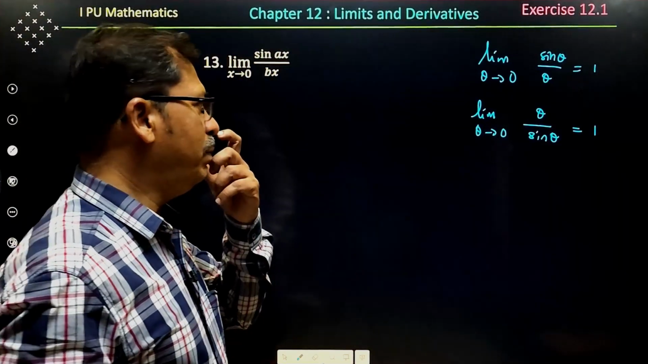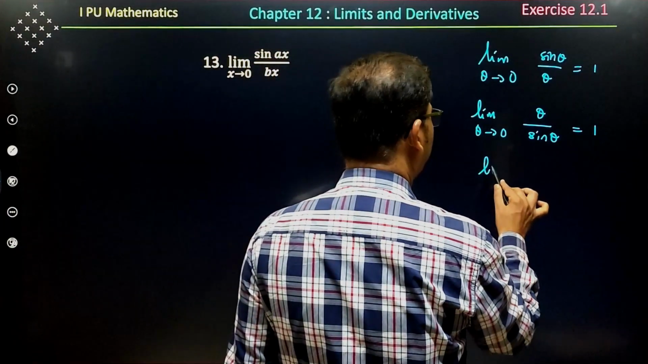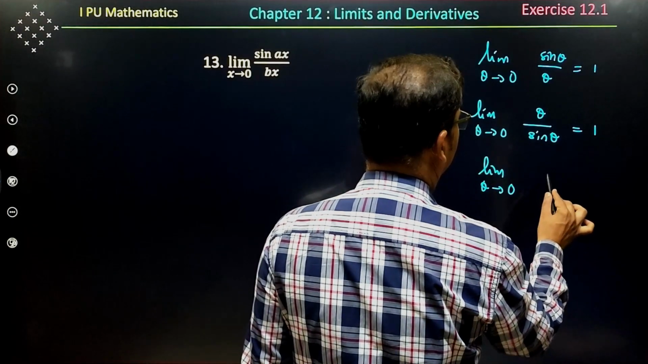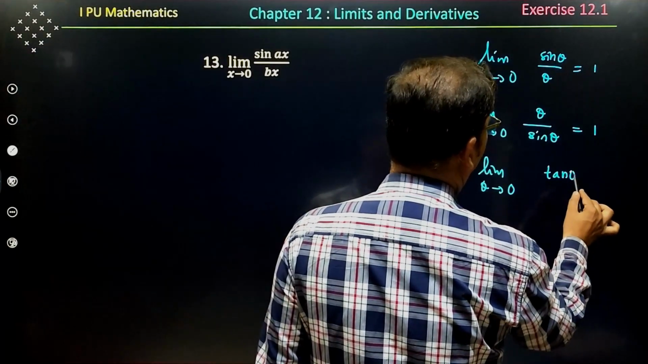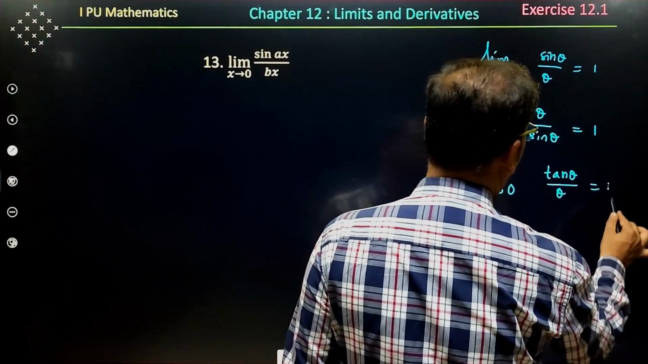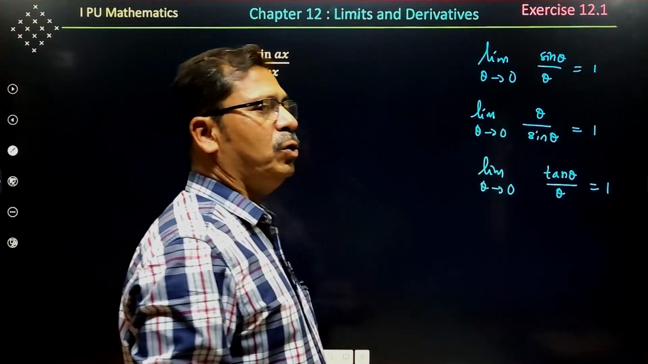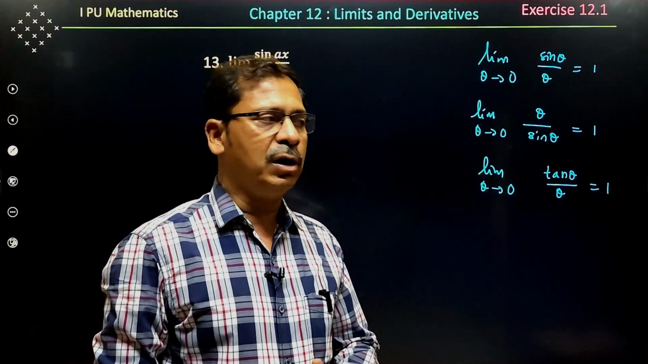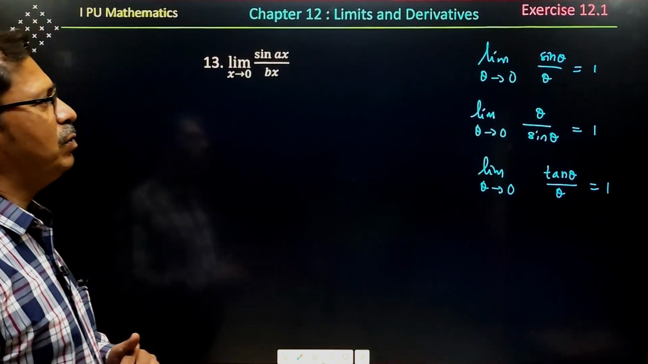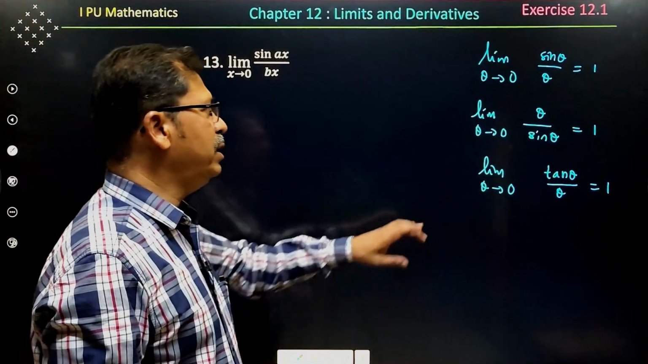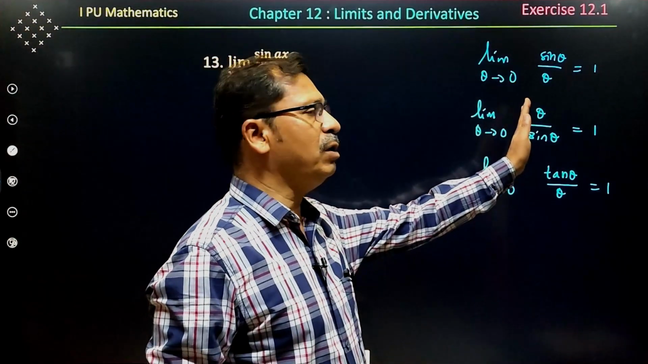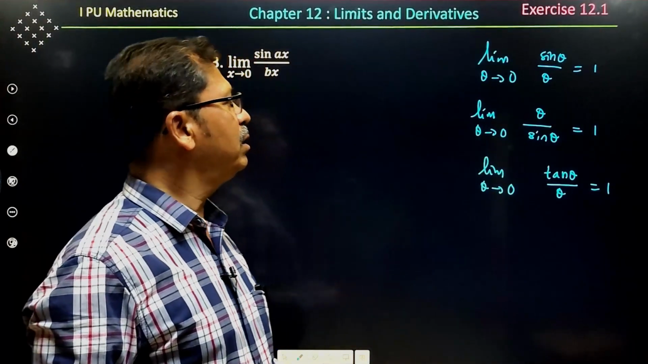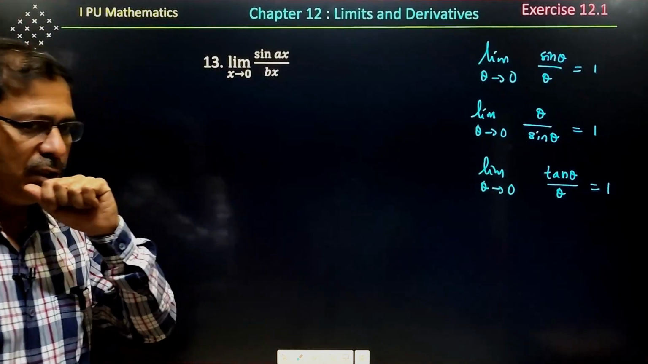And one more result to remember, limit theta tends to 0, tan theta upon theta, that is also equal to 1 here. But don't think sec theta upon theta is 1, or cot theta upon theta is 1, not like that. Tan theta upon theta is equal to 1 here. Basically, we are using these two mainly. Limit theta tends to 0, sin theta upon theta equal to 1. And limit theta tends to 0, theta upon tan theta, theta upon sin theta equal to what? 1 here.